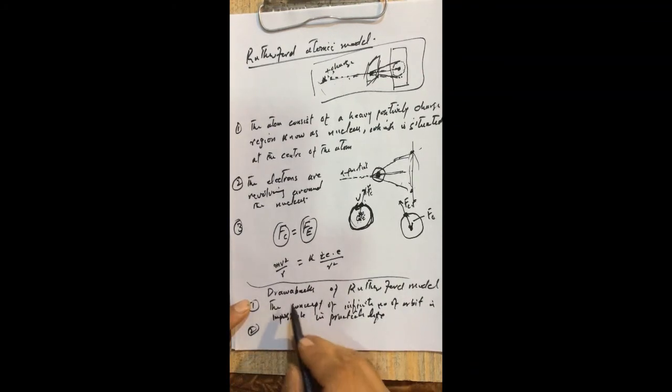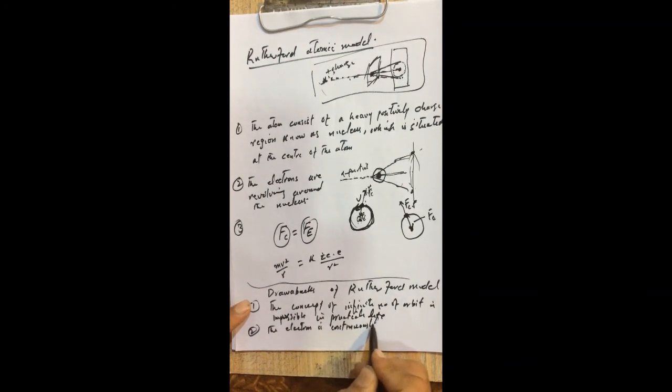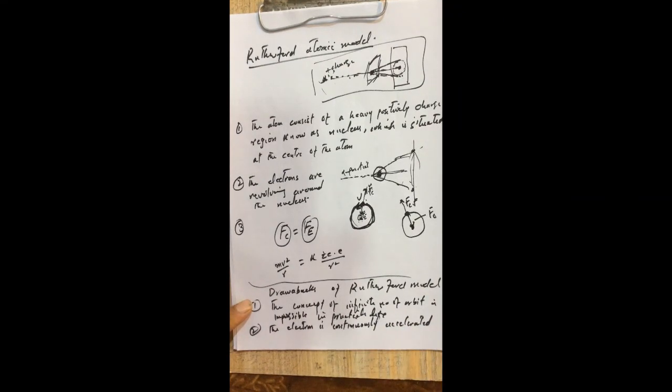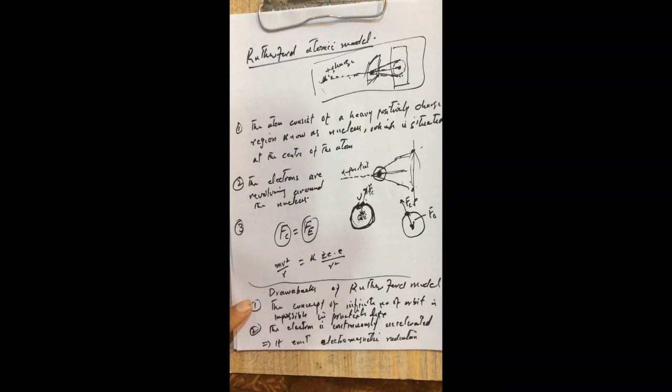So the second drawback is, according to this Rutherford model, the electron is continuously accelerated. If a particle is continuously accelerated, then this implies that it emits electromagnetic radiation. This is according to the theory of electricity and magnetism.